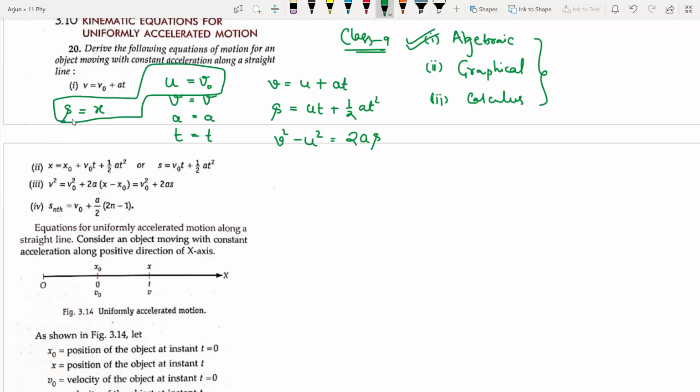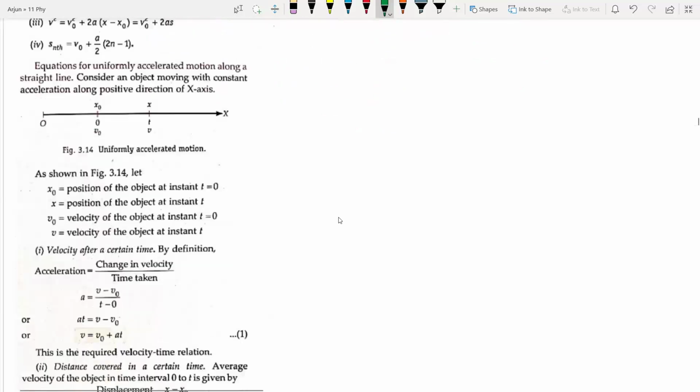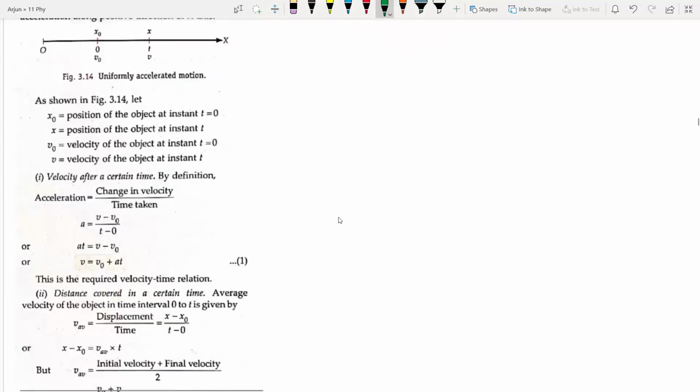So don't get confused. After watching this video, you can refer to different types of textbooks or materials where v naught will be represented. v naught is nothing but initial velocity u, and x is nothing but displacement s. For easy understanding, let me take only u, v, a, t, s, etc. Now let us try to derive the first equation of motion.